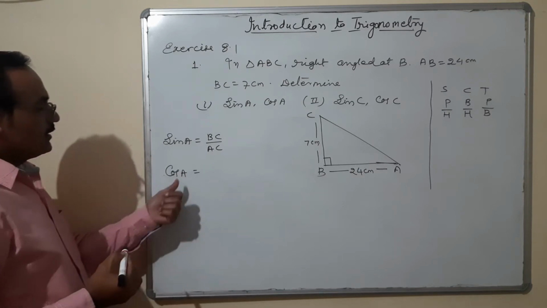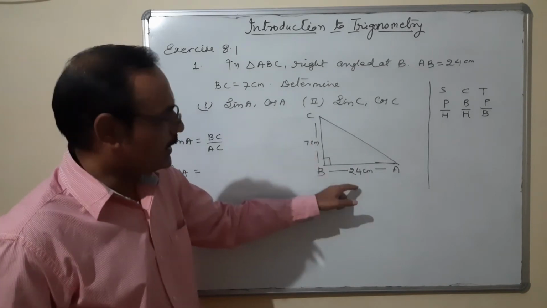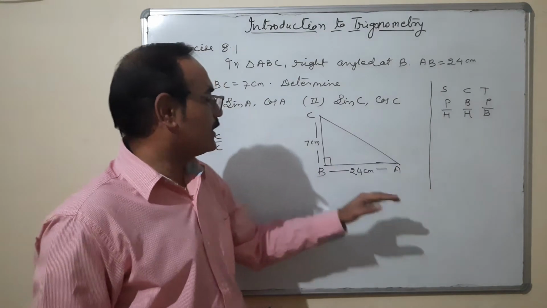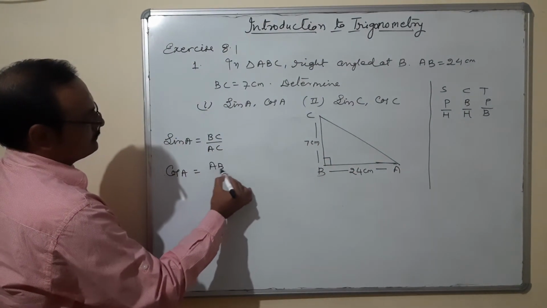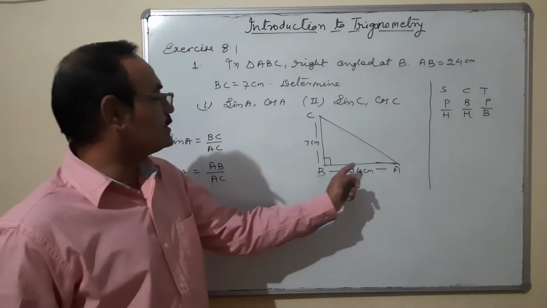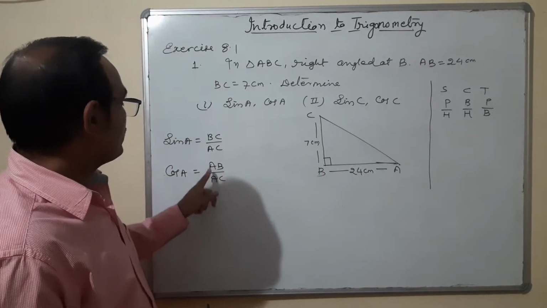Second is cos A. Again the same thing. Since the angle is A, the opposite of angle A is perpendicular, this is base, this is hypotenuse. The value of cos is base upon hypotenuse, AB upon AC. But how to find the value? We know that the value of BC is 7, the value of AB is 24. How to find the value of AC?